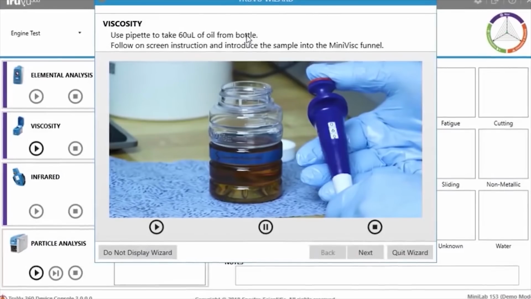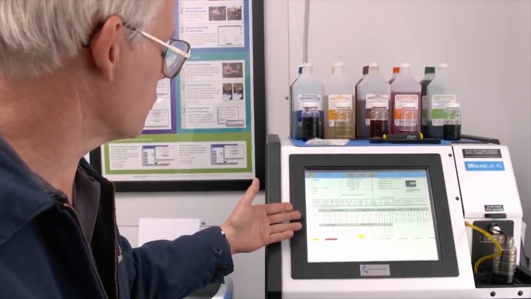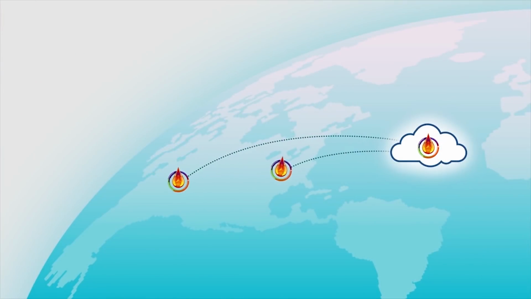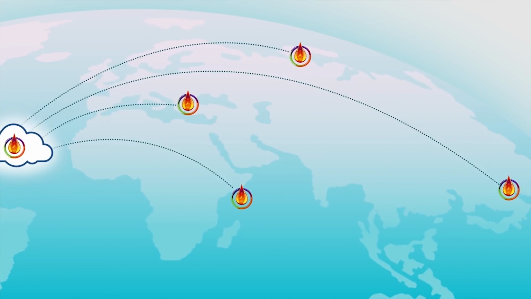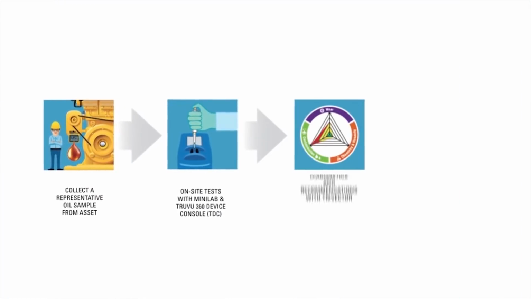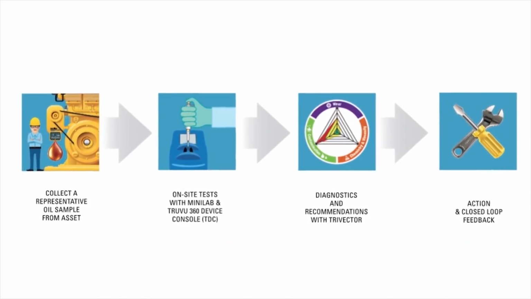TruVu 360 Enterprise Fluid Intelligence Platform is designed to simplify oil analysis on-site with high-quality information instantly. As a locally contained system or a cloud-based platform, TruVu 360 connects all industrial equipment fluid intelligence into a single, easy-to-use dashboard. Its sample analysis process streamlines oil analysis from sample collection to maintenance actions.